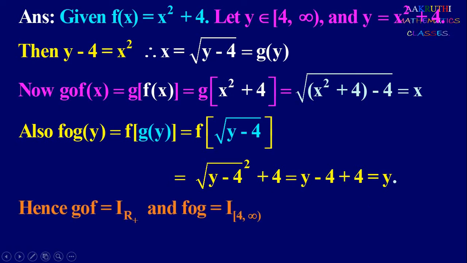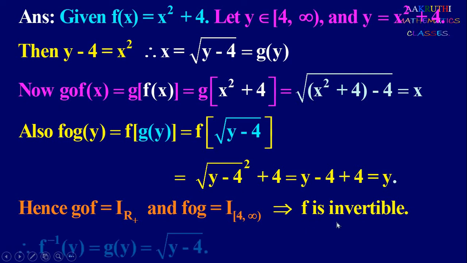So here g composite f is identity function and f composite g is also identity function. So therefore f is invertible. There exists one function g such that g composite f is identity function and f composite g is also identity function. So f is invertible, and here f inverse of y is g of y, which is root of y minus 4. So therefore f is invertible and f inverse of y is given by root of y minus 4.